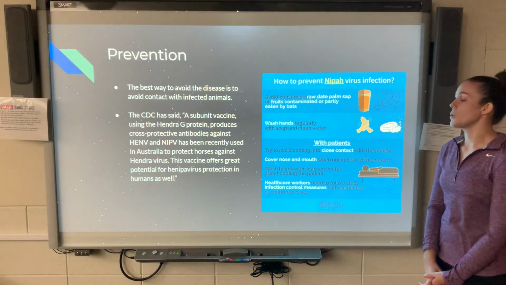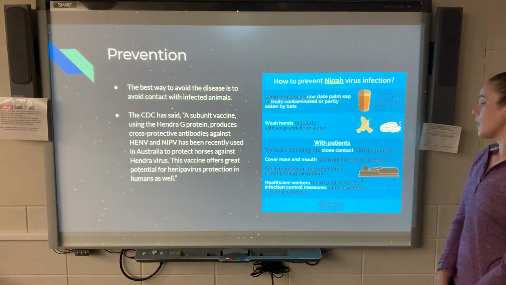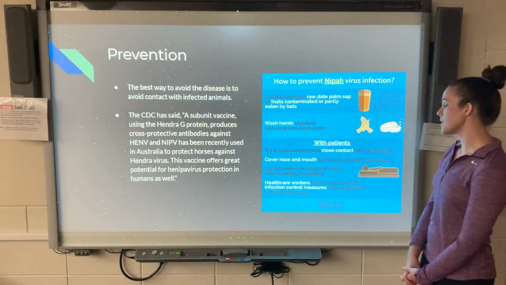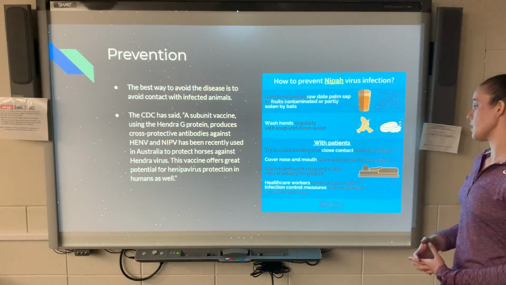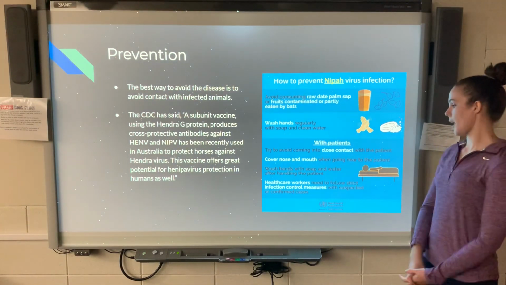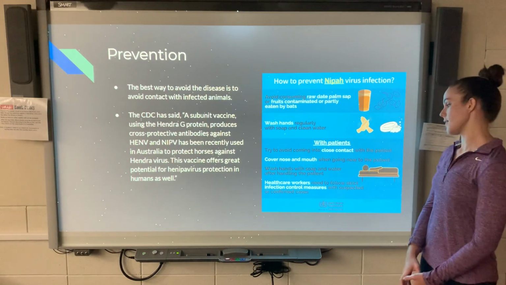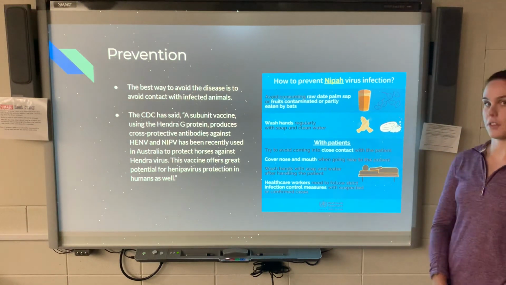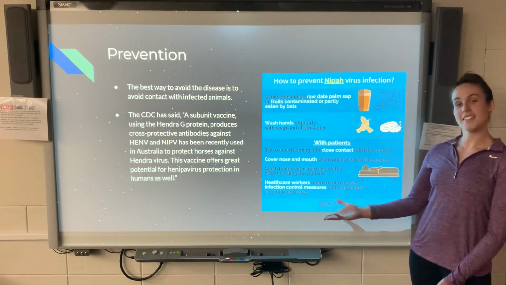For people who are in contact with Nipah virus, the best way to avoid contracting the disease is to cover your mouth and nose, to wash your hands afterwards, and to follow any instructions given by professional healthcare workers or the World Health Organization. So that is the Nipah virus.